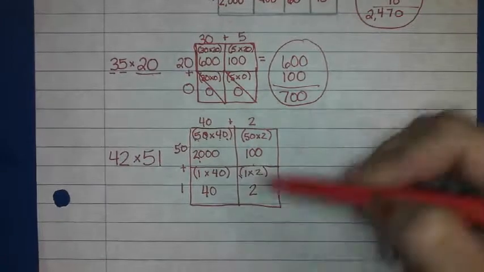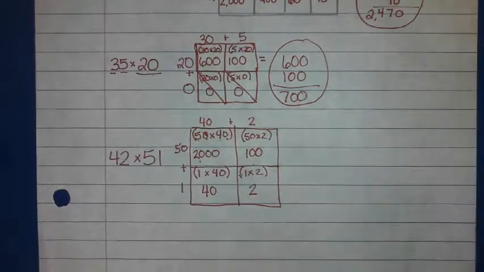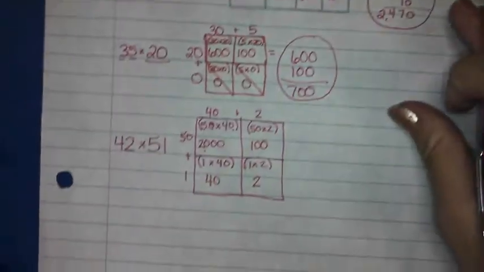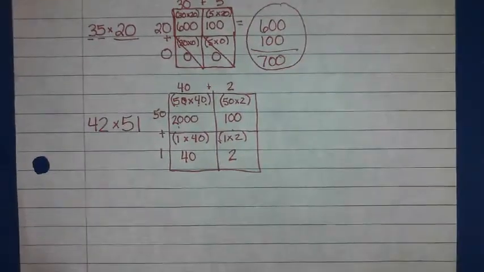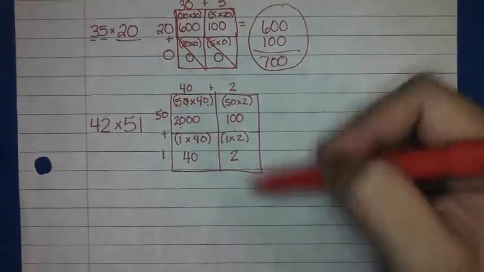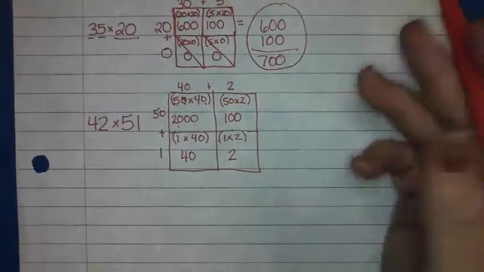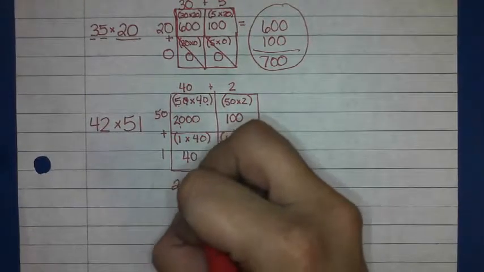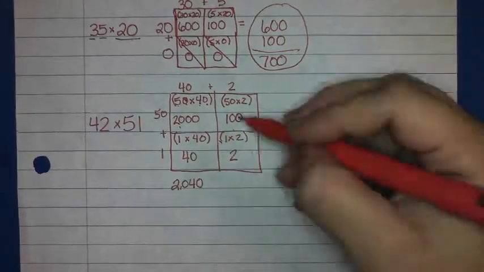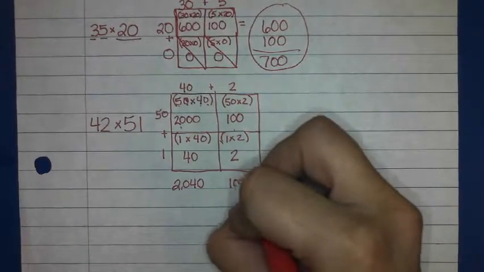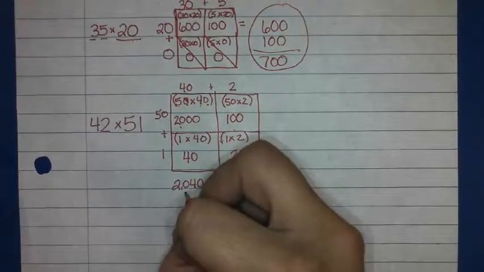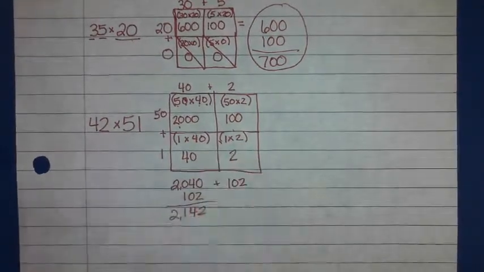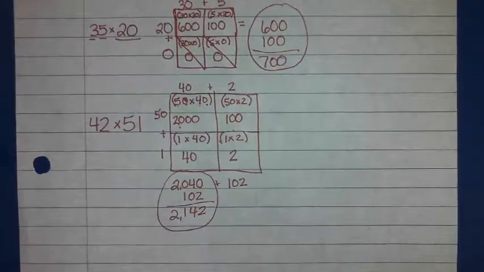Now we have to add these numbers all up, and the students have some choices. They can add them all up like we did up here, lining all 4 numbers up carefully and making sure that they really take their time to line up the digits, or they can add them up in columns and rows. Normally when we work them together, we add them up in columns. So 2,000 plus 40 would be 2,040, and 100 plus 2 would be 102. And now we need to add those up. And that gave us our final product.